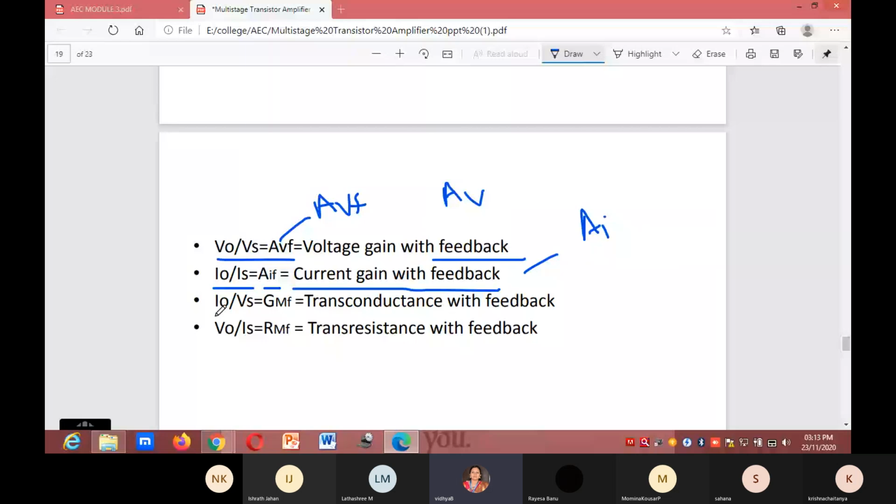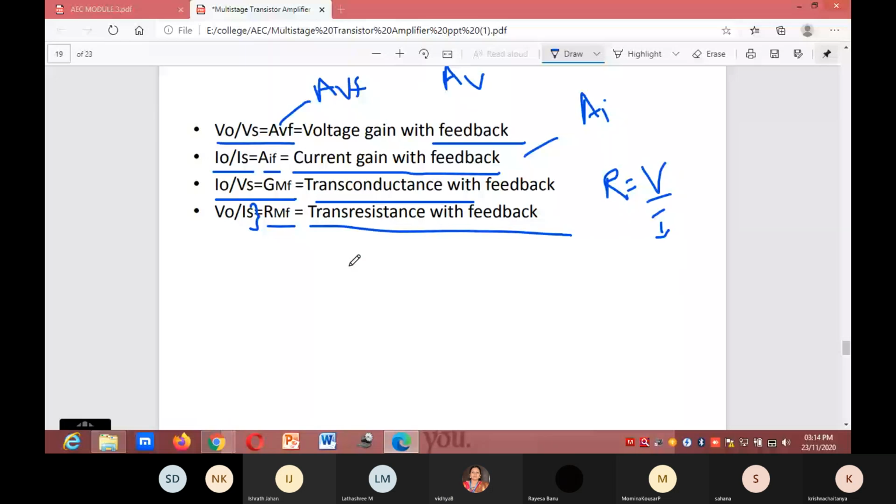Io divided by Vs is equal to GMF, the transconductance, where the input is voltage and the output is current. Vo divided by Is is for transresistance. Usually for resistance we write R equals V by I, but here we are considering the feedback, so we take the output voltage and the source current. So Vo divided by Is is equal to RMF, the transresistance with feedback.